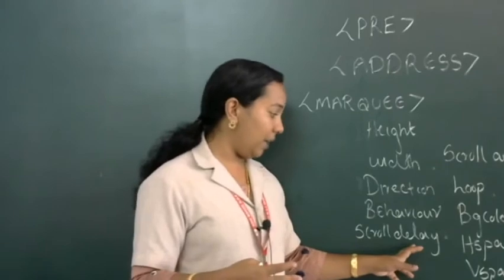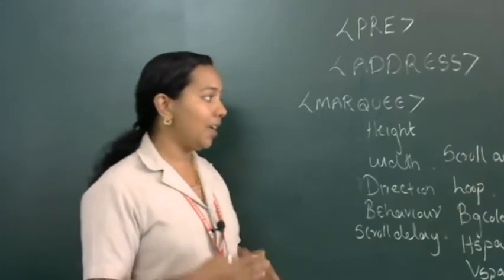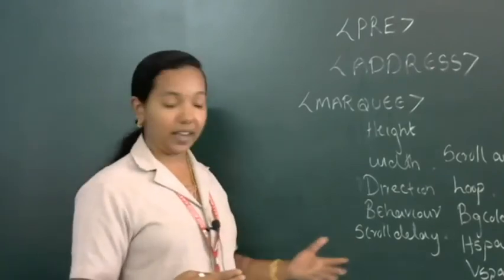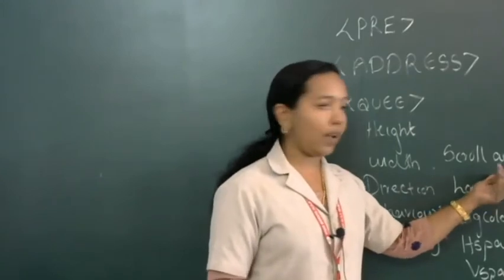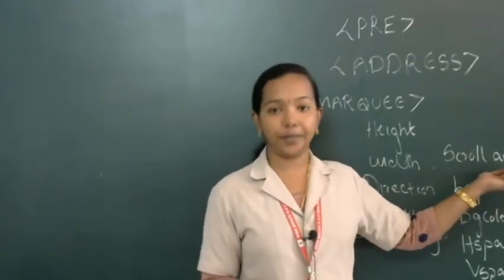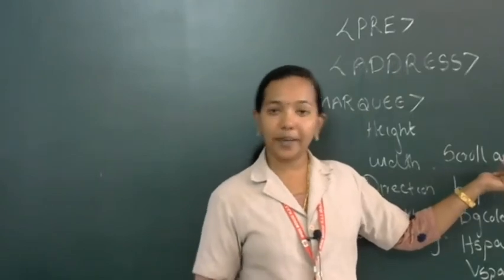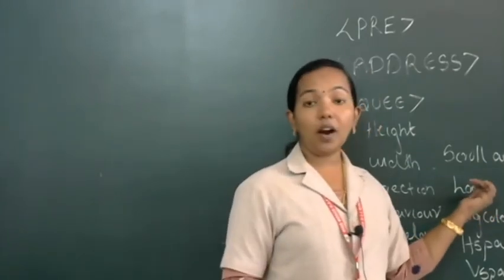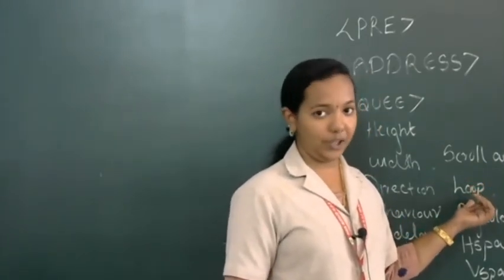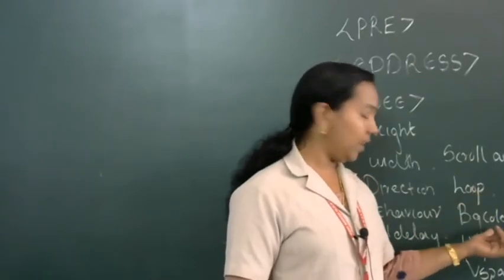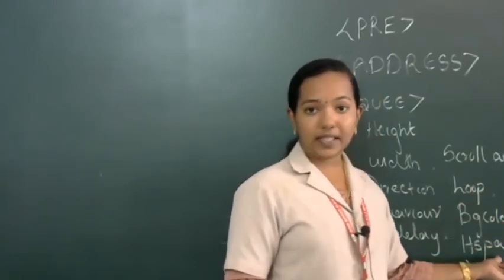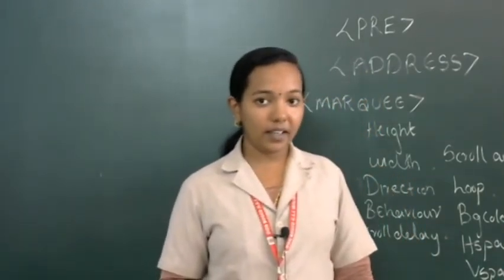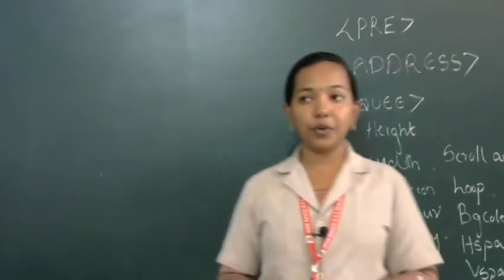Then scroll delay. Scroll delay means the amount of time, how many seconds it requires for displaying the content. Then scroll amount. Scroll amount means specifying the speed. If you want to increase the speed, then we can increase the speed. If you want to reduce, then we can reduce the speed. Then loop, the default value of loop is infinite. Then bgcolor, background color, hspace, horizontal space, vspace, vertical space. Clear? Okay, so these are the different attributes of the marquee tag.